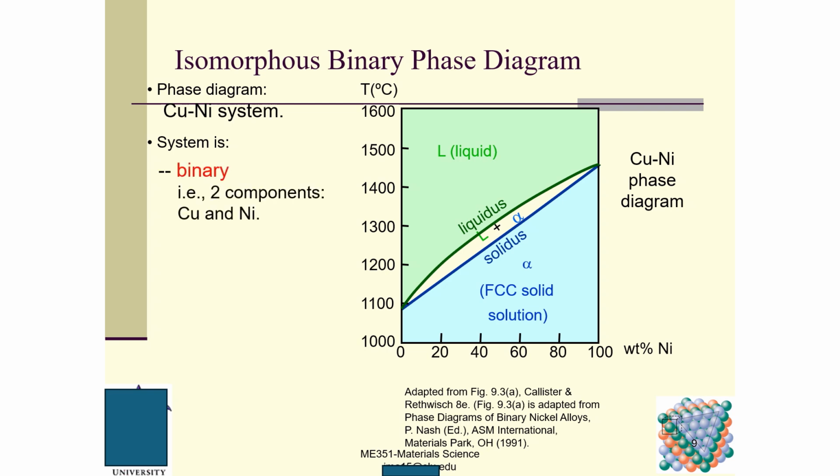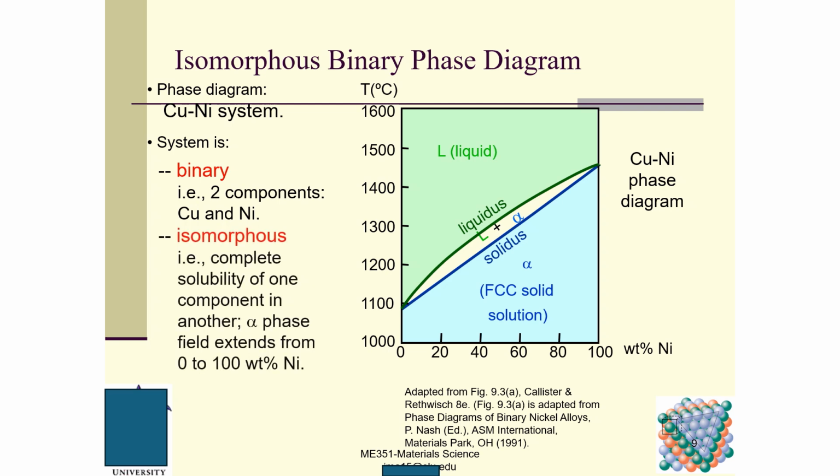And then we talk about the isomorphous binary phase diagram. Isomorphous, as the name suggests, iso means something is the same. Here we can see an excellent example, the copper-nickel system. Isomorphous means complete solubility of one component in another. This alpha phase field extends from 0 to 100% nickel. This is a very good example, so this is isomorphous.